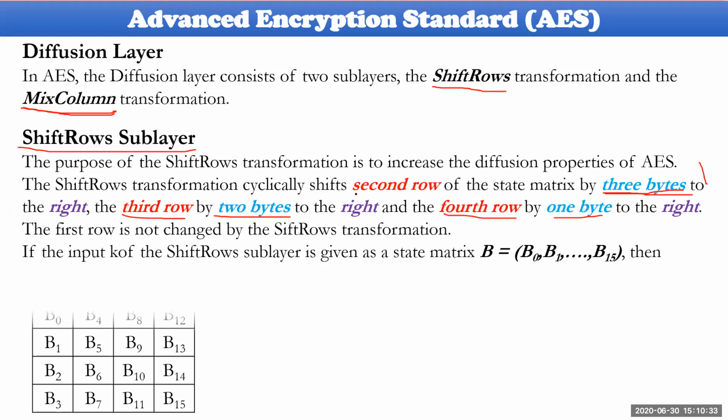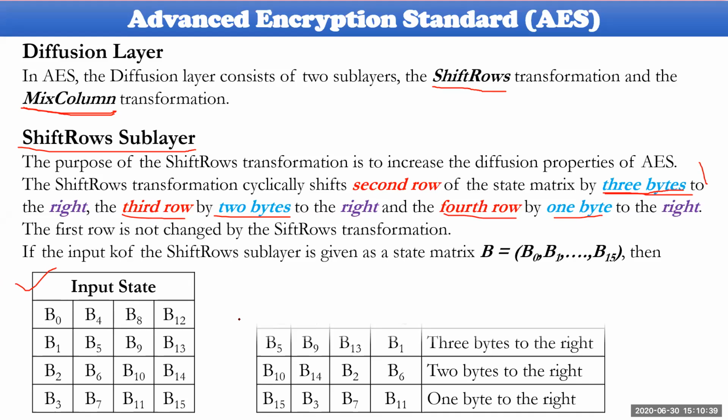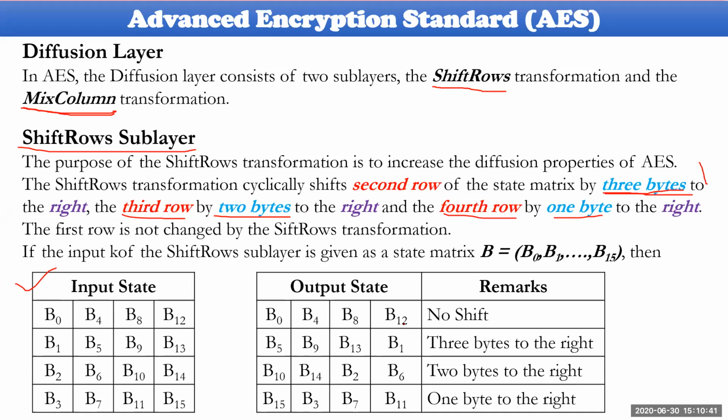Based on this one, it could be taken like this. This is the initial state input matrix. And if you take this one, it becomes like this. So no shifting happens in the first row. The second row is shifted by 3 bytes. 3 bytes in the sense, B9 is 1 byte, B13 is another byte, B1 is another byte, something like that. After shifting thrice, it will become something like this.